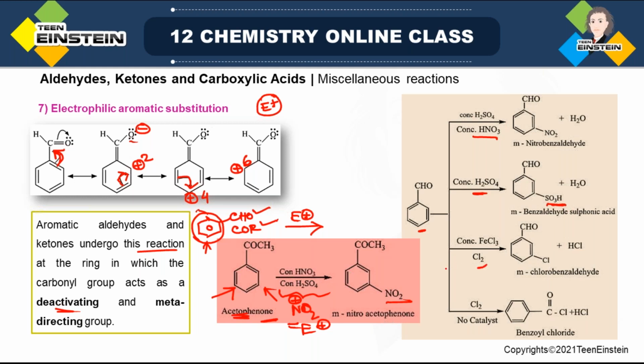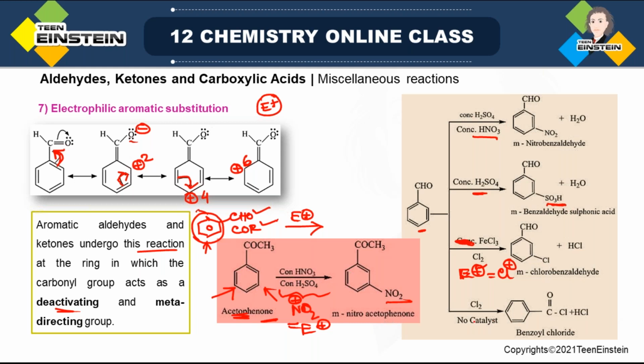If you are using FeCl3, it is catalytic. FeCl3 is the catalyst, and you are using chlorine. You will get meta-chlorobenzaldehyde. So here the electrophile is basically Cl+.